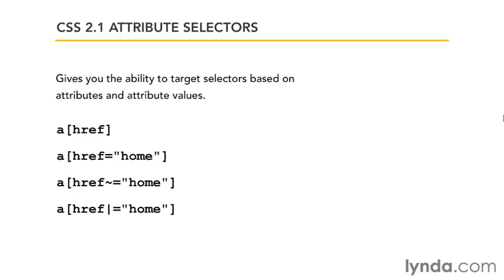CSS 2.1 included 4 possible attribute selector syntaxes, which allow you to target elements based on the presence of an attribute or a specific attribute value. If you're new to writing attribute selectors, their syntax can seem a little bit complicated at first. So let's explore the syntax in more detail and examine which elements they would target.